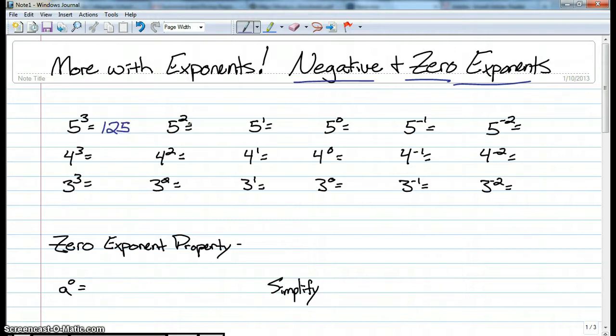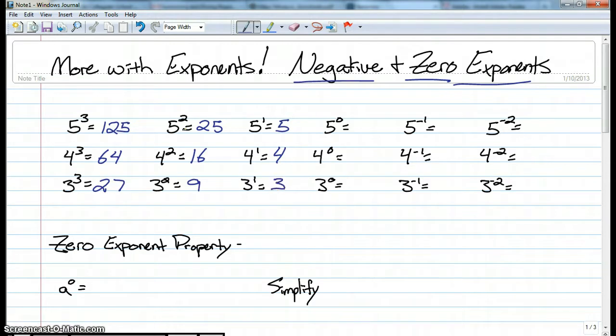Let's keep going with the powers of 5. 5 squared, 5 times 5, is 25. 5 to the first, well, we have one factor of 5, so that's 5. 5 to the 0 power, we're going to put that one off for a little bit, but try to notice the pattern that's going on here. Moving on to 4. 4 cubed, 4 times 4 times 4, is 64. 4 squared is 16. 4 to the first is 4. Again, let's see if we can identify any patterns. And now with 3, 3 to the third is 27, 3 squared is 9, 3 to the first is 3.